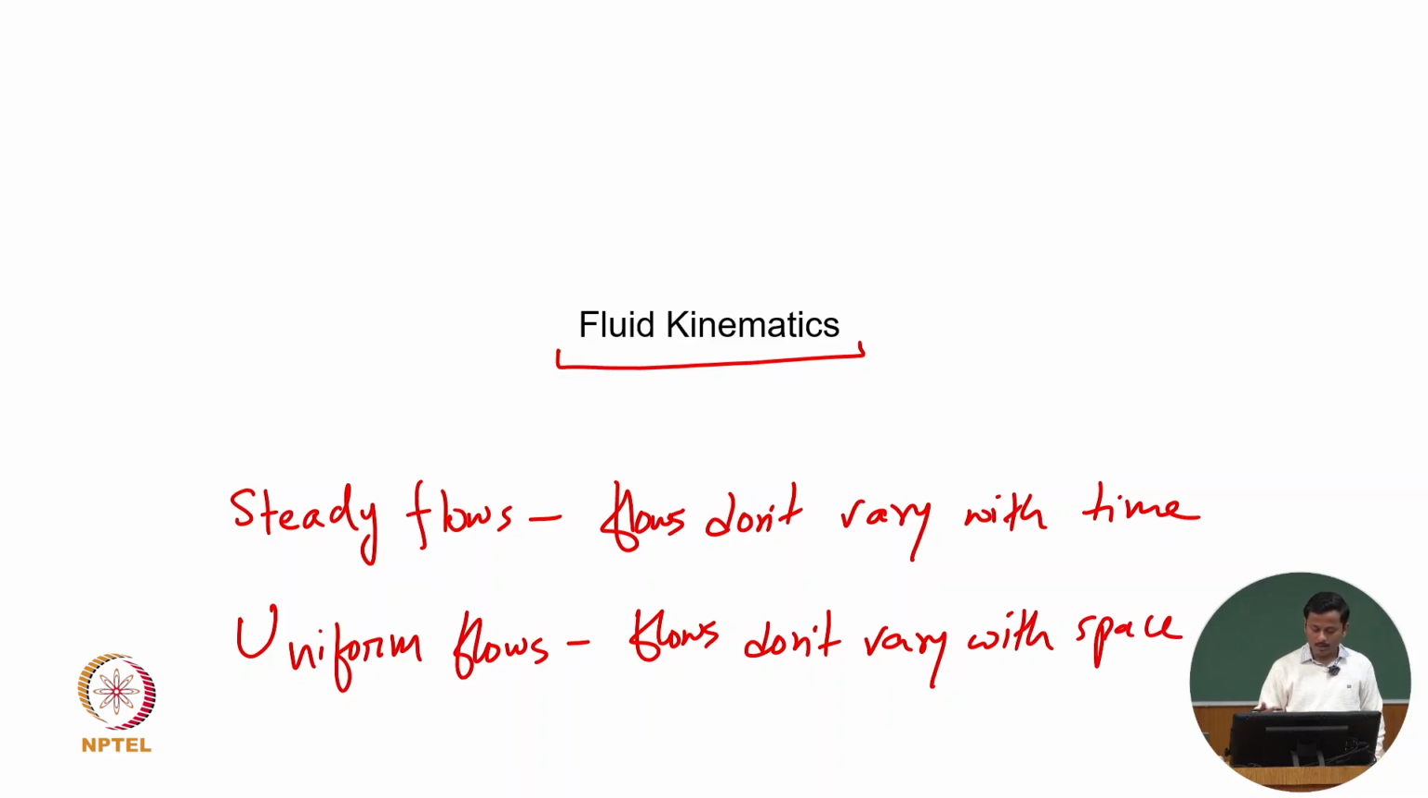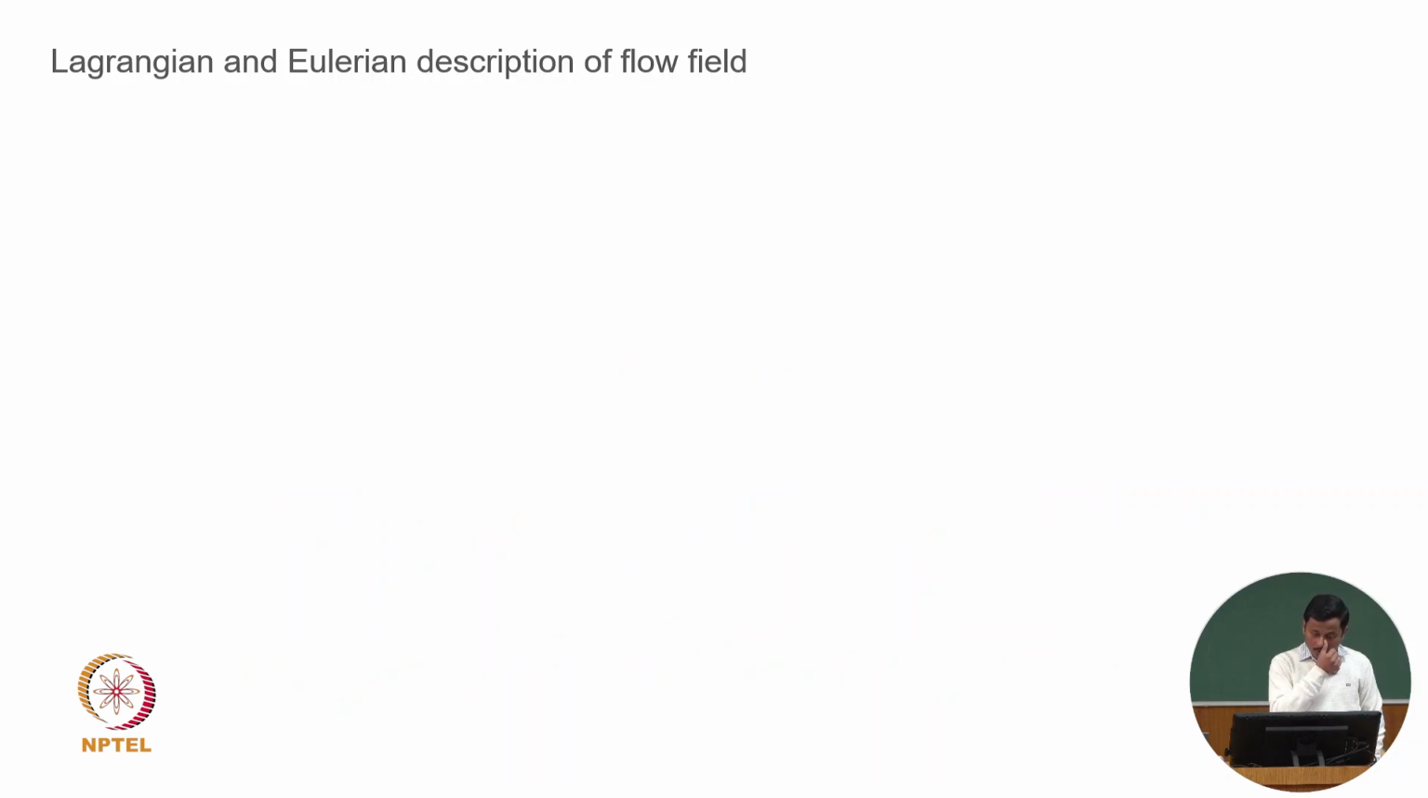So we'll understand the fluid flow without really caring about the forces that are producing them at this point. Then we'll certainly, of course, go to flow dynamics. So there are two ways to describe the flow field. One is the Lagrangian and the other is the Eulerian description of fluid flow.